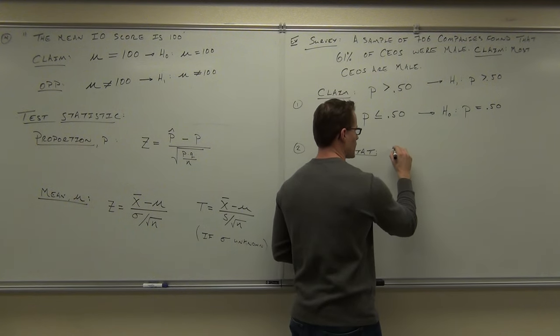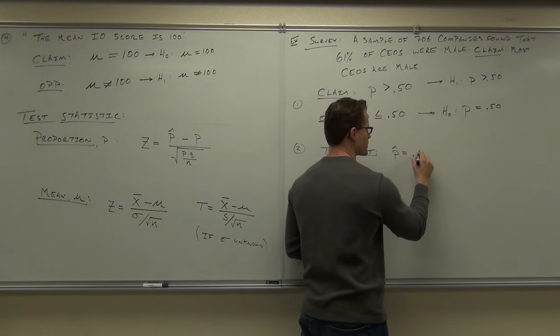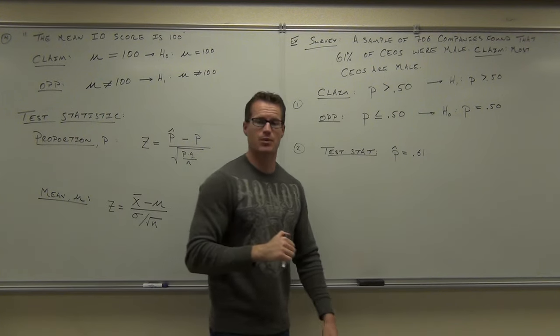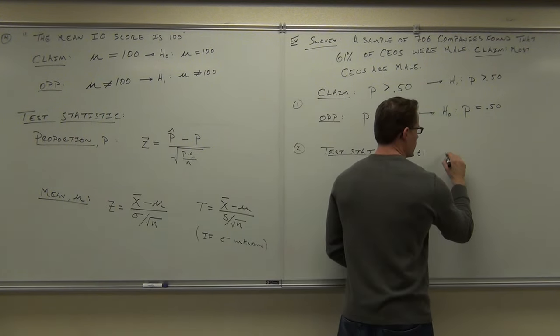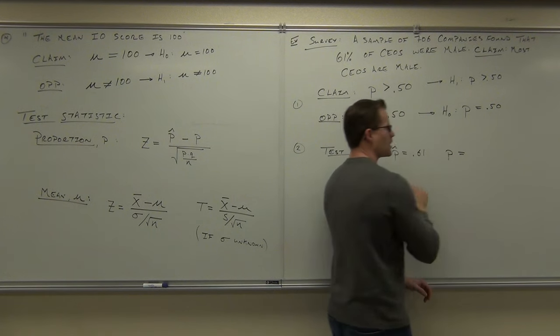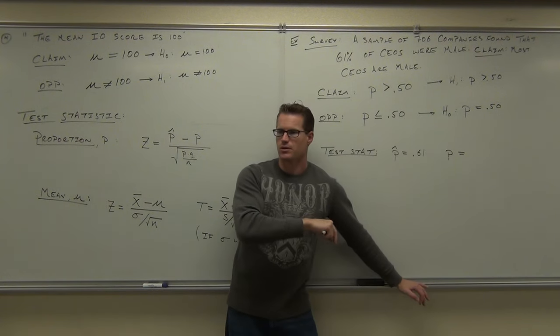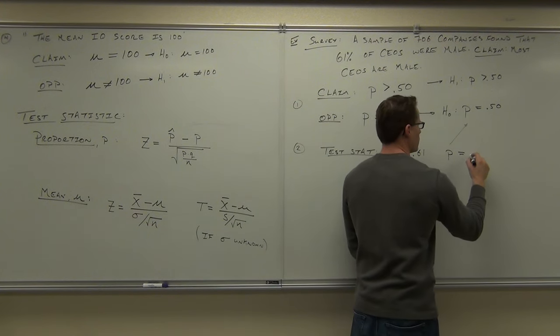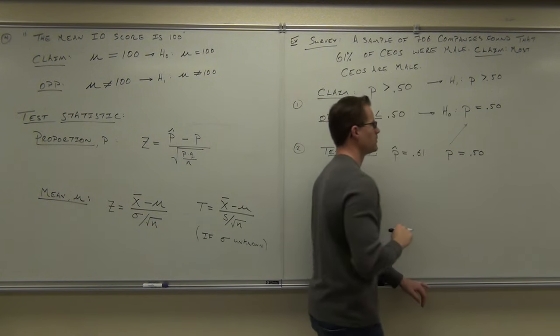P hat in our case is 0.61. We know that because it said from a sample. P hat means from a sample. It's a sample proportion. P comes from your H sub 0. P comes from your H sub 0. It's right there.